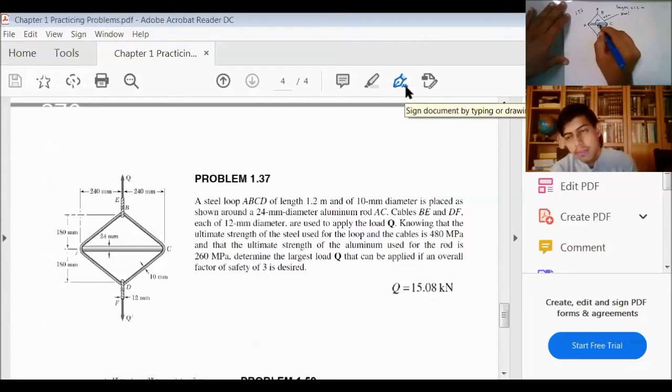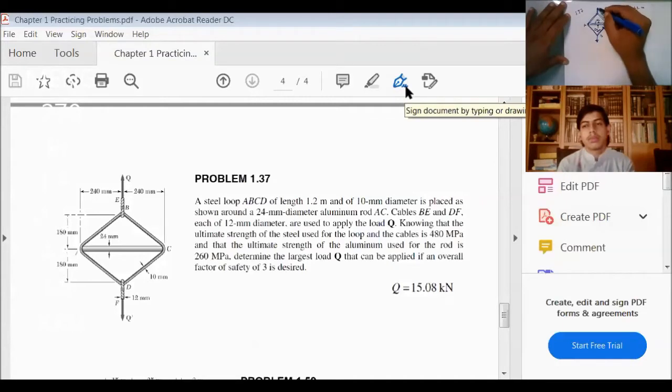Diameter here of this rod is again 24 millimeter. It's unique. It's different than the other one. This is 10 millimeter, this is 24 millimeter. For those of you who might be interested in the thickness, we will add a thickness. So this is a thickness, this is not a line. And we have a force here, of course, that's pulling this structure. This force is called Q.